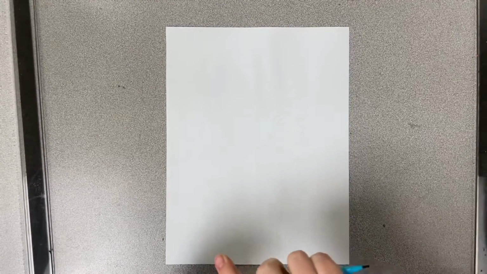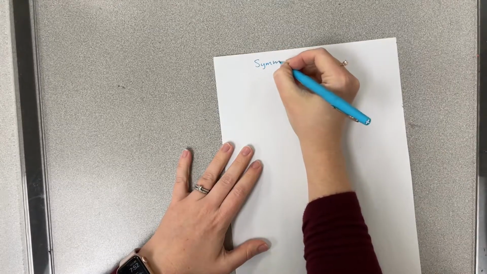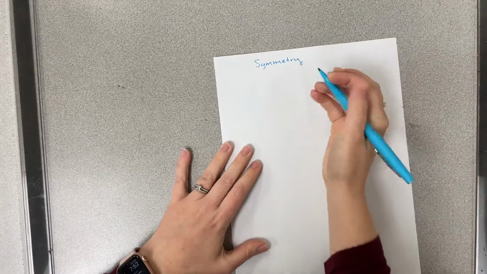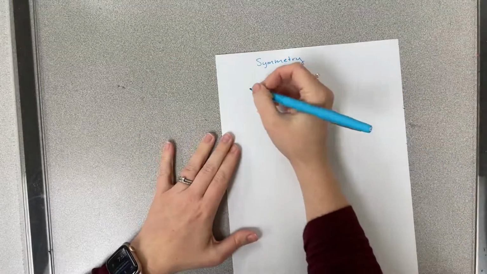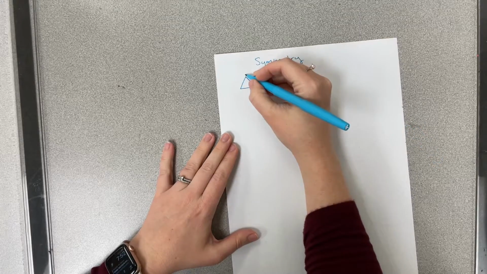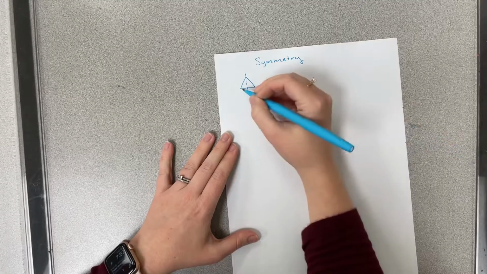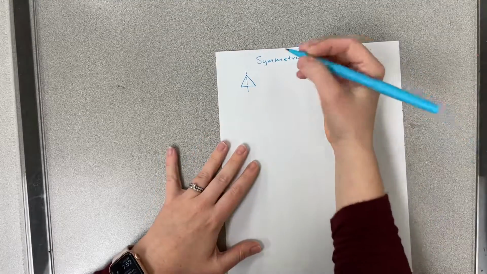Good morning, second grade. Today we are going to be learning about symmetry. Symmetry is when something is the same on both sides. For example, a triangle has symmetry. If I divided my triangle in half down the middle, the left side and the right side would match each other. They would be the same.